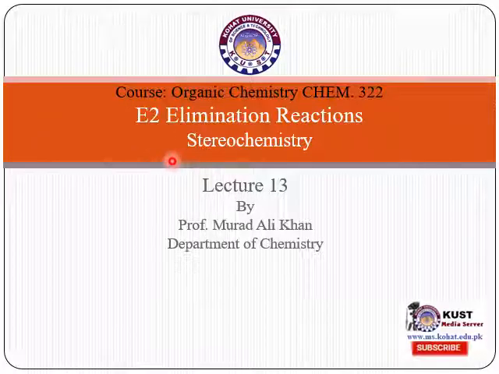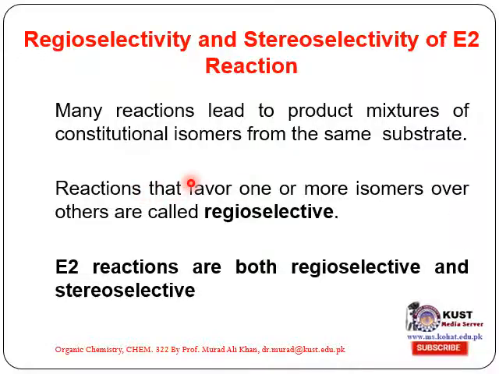Today we will be discussing the stereochemistry of elimination reactions, regioselectivity and stereoselectivity of the E2 reactions. Many reactions lead to product mixtures of constitutional isomers from the same substance. There are a lot of reactions which might have the same substrate, but at the end the product will be a mixture of different isomers.